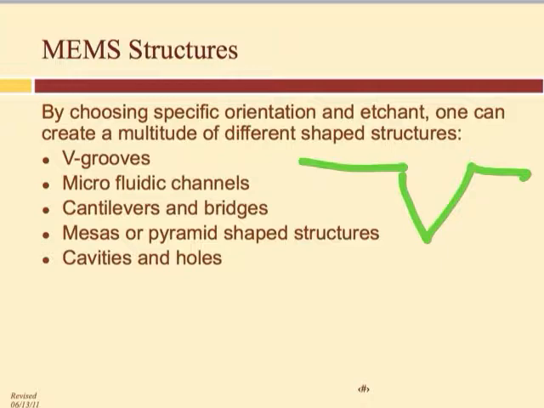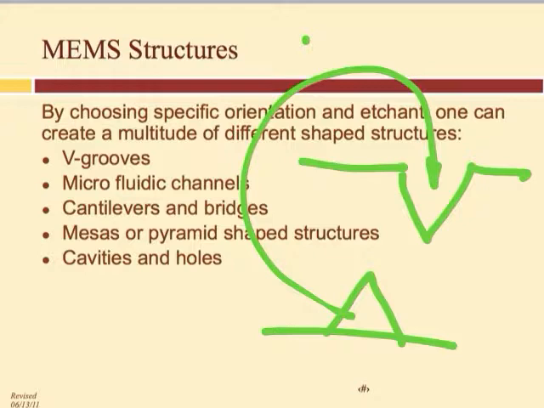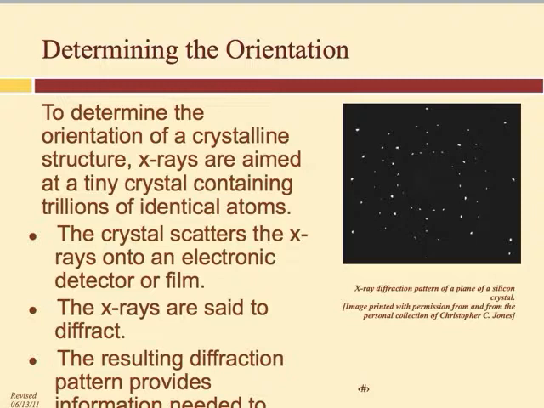You can also make shapes that come out of the surface like this. If you take these two and put them together, they'll meet. They'll fit really, really well. So you can make tongue and groove type things. Cantilevers and bridges, mesas and pyramids, cavities and holes, and really pointy things for making probes. So those are things we can make using the crystalline structural properties and the shapes.